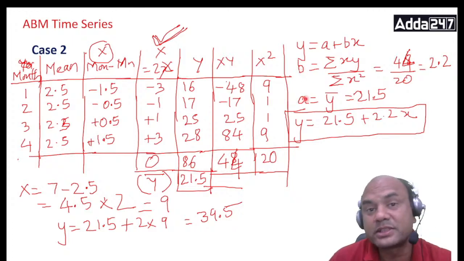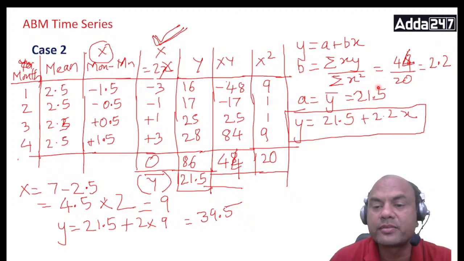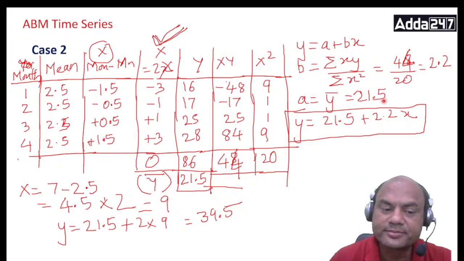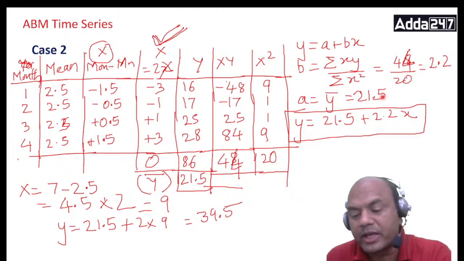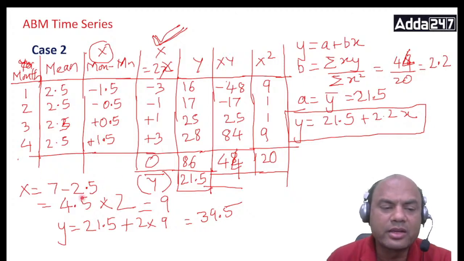What is a? Just now we saw it: a equals simply y bar. So put the y bar, 21.5. So this is your answer: y equals a plus b into x, that is 21.5 plus 2.2 into x. So you have got this. Now if they ask you something, I have taken some example here.